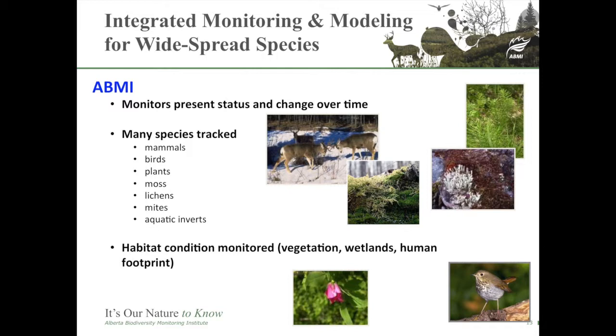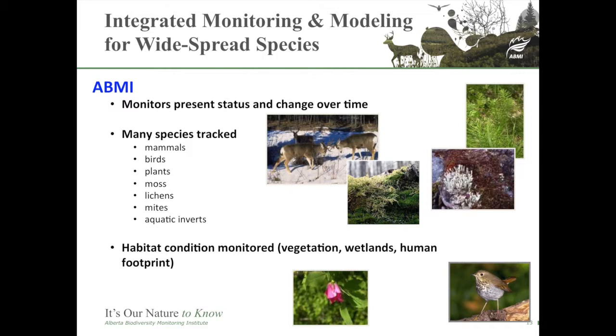There's a whole host of relatively uncommon species that are widespread and very well tracked within the ABMI from a wide variety of different taxa. So the design of the ABMI is to track these multitude of widespread species to evaluate changes in those critters over time. In addition, as part of the ABMI, we do a fair bit of work on mapping and monitoring changes in habitat conditions, the vegetation and the human footprints.